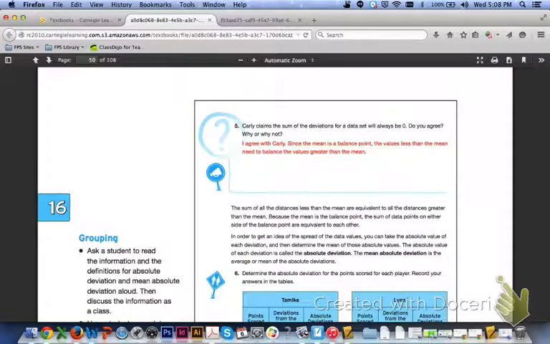Why is that true? Well, it's because, as we've talked before, the mean is the balance point. That means the values that are less than the mean need to balance the values greater than the mean. So it all comes back to that number line work we had been doing earlier.